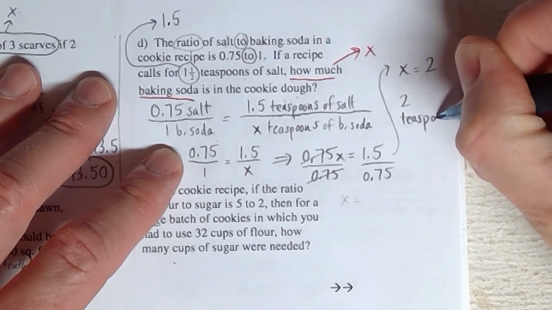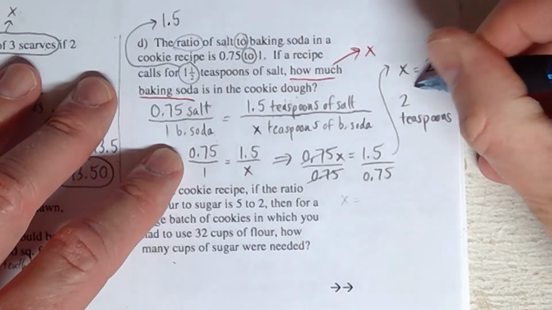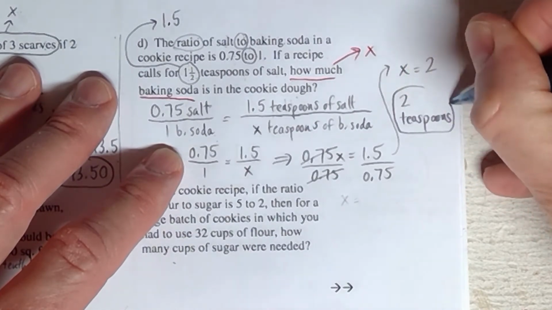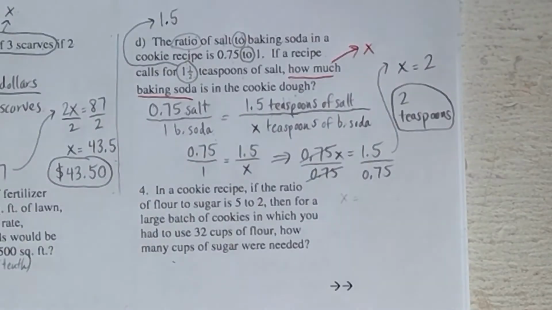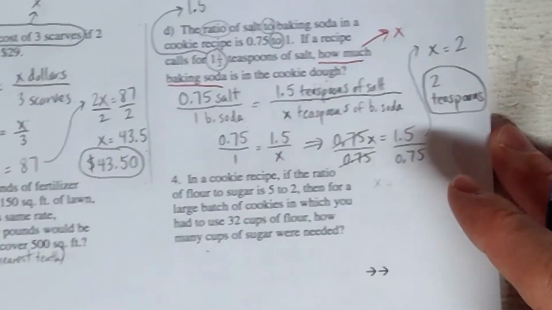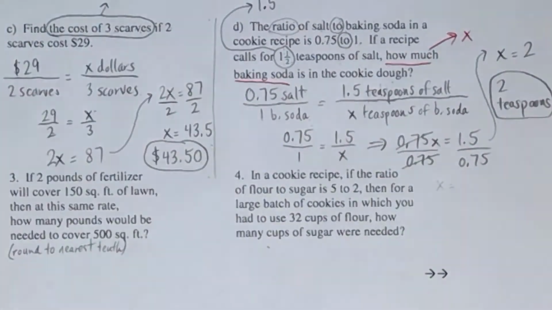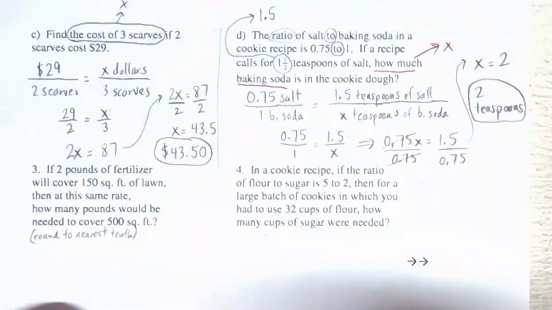You gotta say teaspoons. You can't just say 2. You've got to say what the unit of measurement is so we know exactly what 2 means. All right, now, going on into the last 2 problems, I'm going to ask you to try these here.